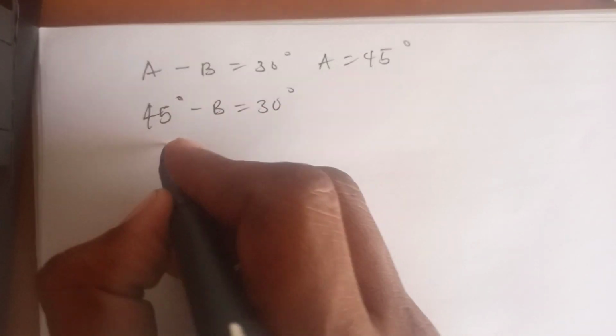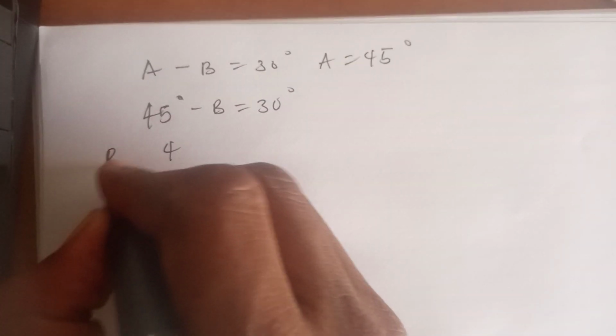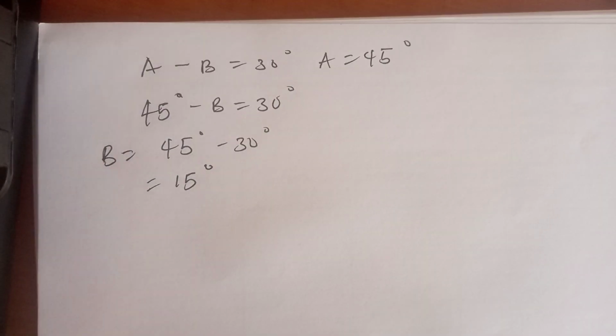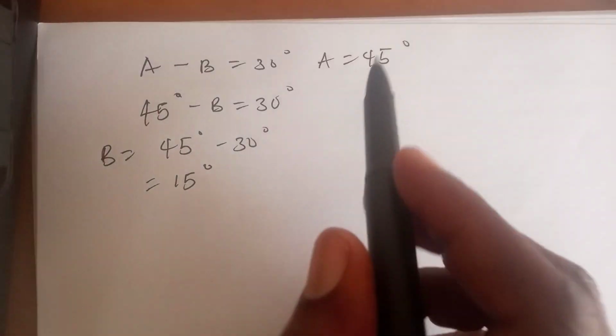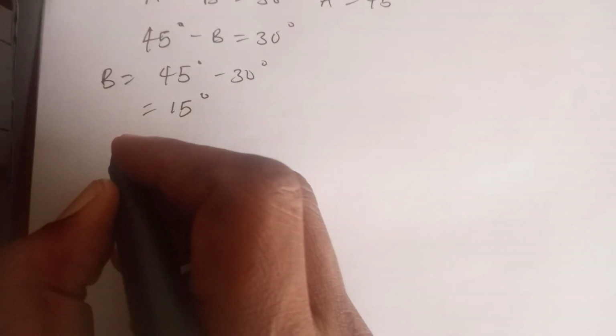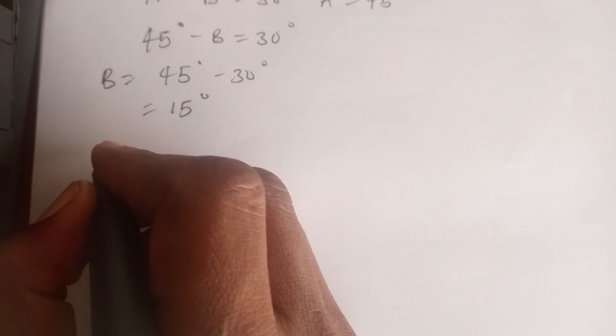So b equals 45 degrees minus 30 degrees. So b is what? 15 degrees. And we were told in the question that a is greater than b. As you can see from here, a is 45, b is 15 degrees. It means our answer is valid, is correct. All right, so let's go into the second question.